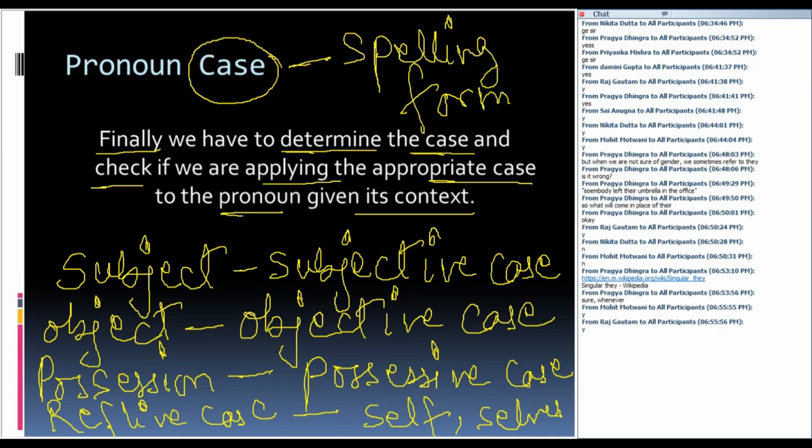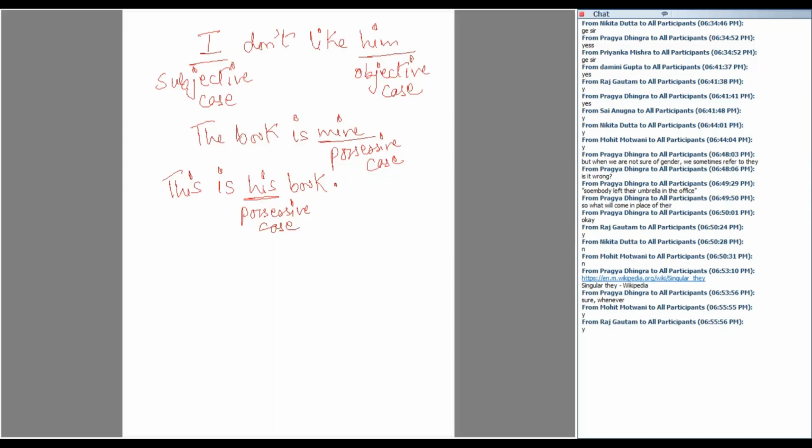For example, again I'll use the whiteboard. If I say something like this, he hurt himself. He hurt himself. So the word himself, the pronoun himself is reflexive case. Right? So it is very easy to identify the reflexive case because it will always end in selves or self.